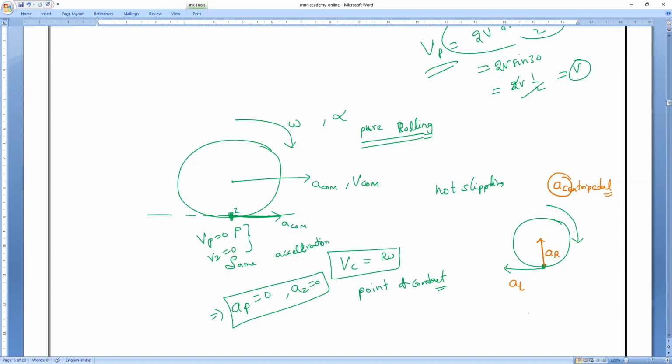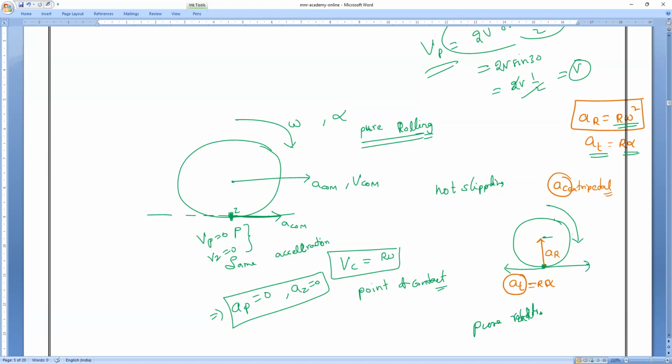Now this tangential acceleration is equal to R alpha, not R omega, R alpha. As we all know, tangential acceleration is equal to R alpha. And what is the radial acceleration equal to? Radial acceleration is R omega square. Am I right or wrong? Tangential acceleration equals R alpha. If it is pure rotation, please remember.